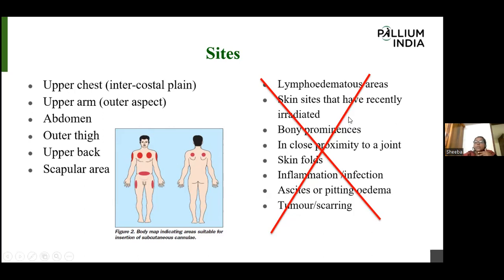Skin sites that have recently been irradiated, if the patient is taking radiotherapy, that particular area you should not select. And bony prominences: if you select a bony prominence, the movements will be affected. Also avoid skin folds, inflammation and infections, ascites and pitting edema, and tumor. These are the areas you have to avoid while we choose the subcutaneous infusion sites.